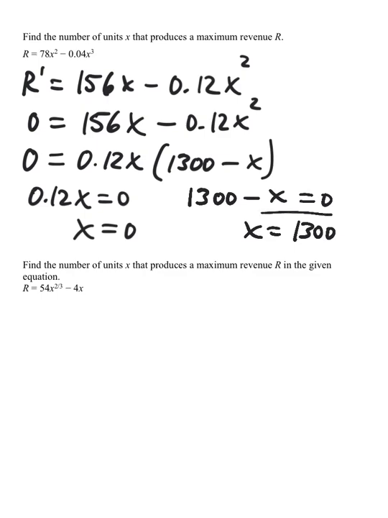So this is going to be our production level. We need to produce 1300 units to maximize revenue. 0 is also a critical number, but if you don't make anything, you won't make any money. So we're just going to take it out.